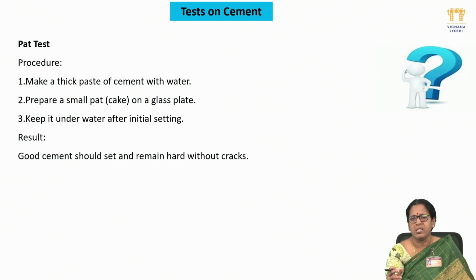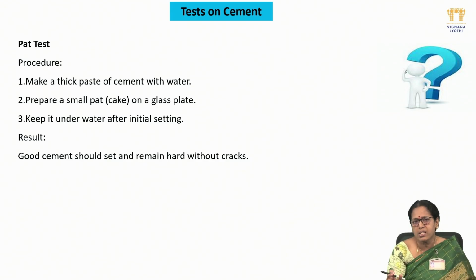And coming to the pat test, this test is done by preparing a cement paste on a glass plate, which has to be kept in water for 24 hours after the initial set of cement. After 24 hours we take it out and check that the cement should not disturb its shape and you should not find any cracks. This is one test which we do in the field itself without any equipment.